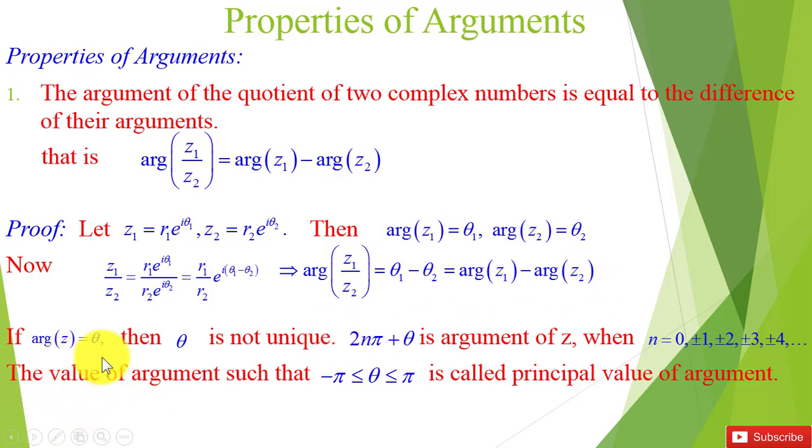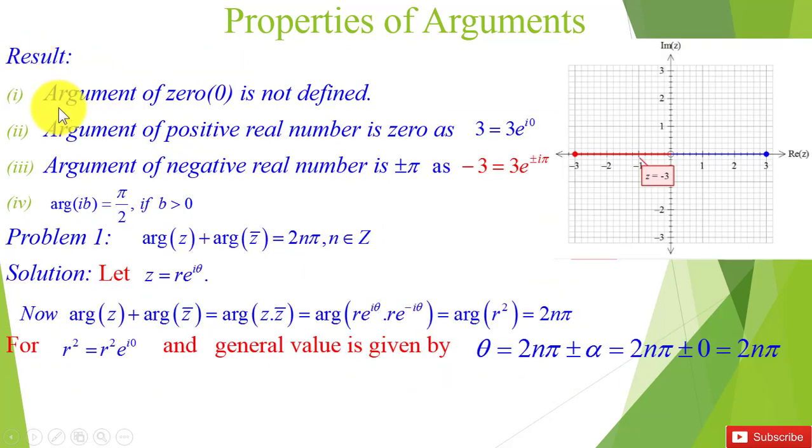If argument z is equal to theta, then theta is not unique. Twice n pi plus theta is argument of z, when n is equal to 0, plus minus 1, plus minus 2, plus minus 3, plus minus 4, and so on. The value of argument such that minus pi less than or equal to theta less than or equal to pi is called principal value of the argument.